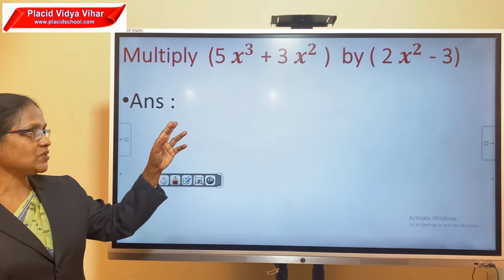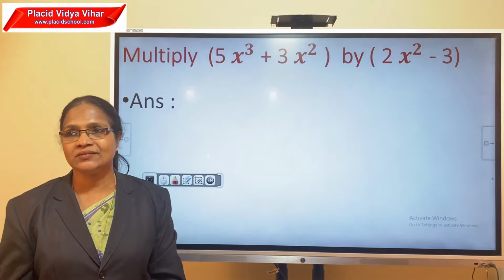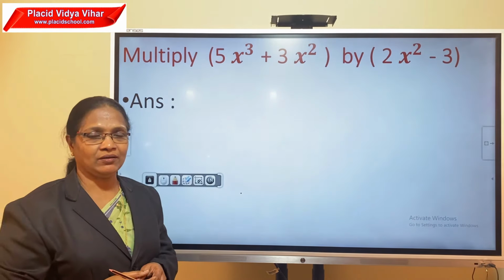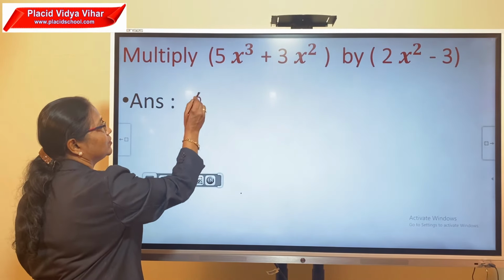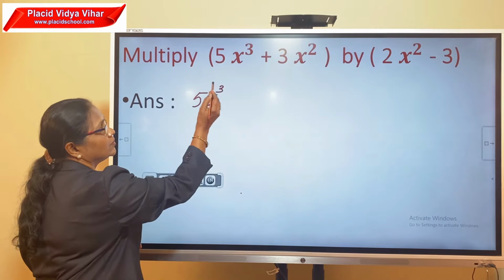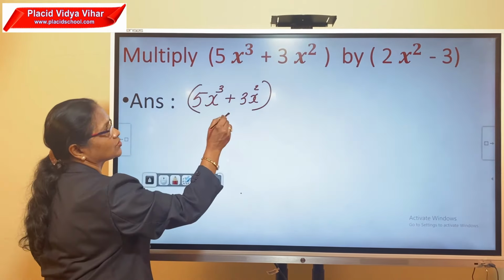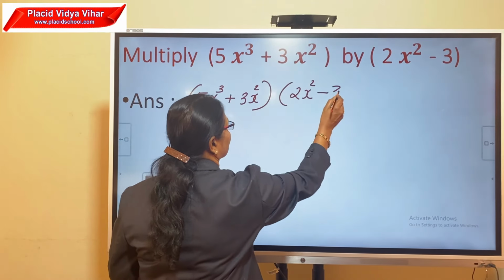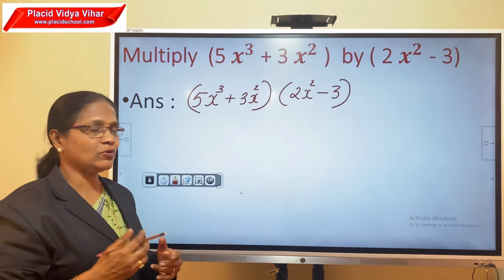Multiply 5x cubed plus 3x squared by 2x squared minus 3. Here we can split the first binomial into two monomials: 5x cubed plus 3x squared, into 2x squared minus 3.